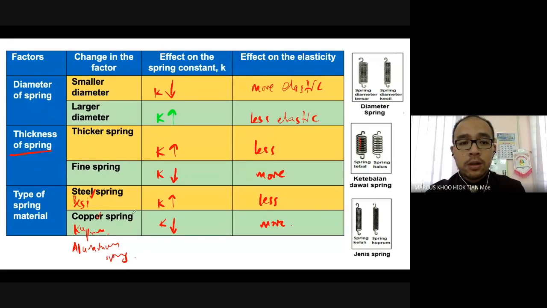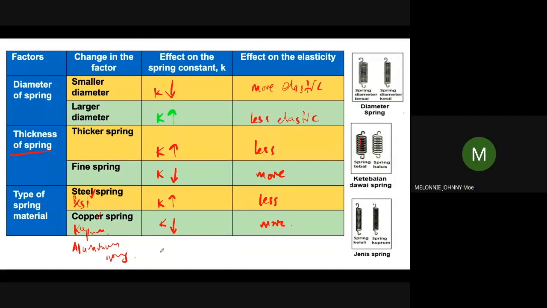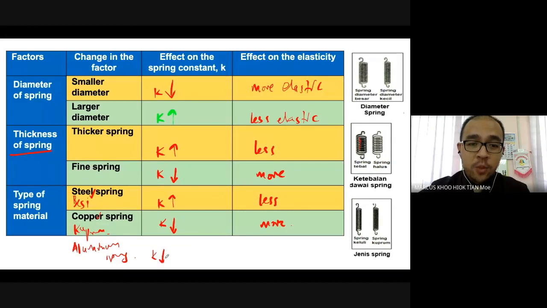So let's say you compare to copper. Which is less stiff? If you have a copper spring or aluminium spring, mana yang kurang dia punya K? Aluminium is less. You're saying that aluminium is way less, okay, compared to copper. Okay, but let's take a look.